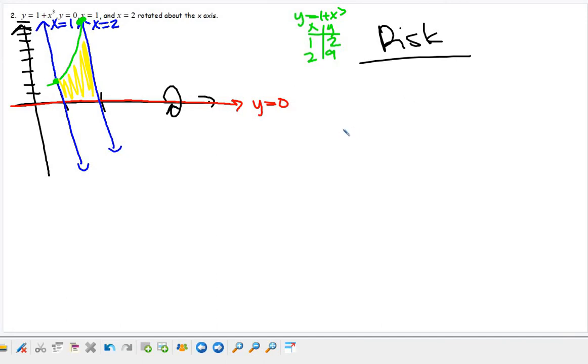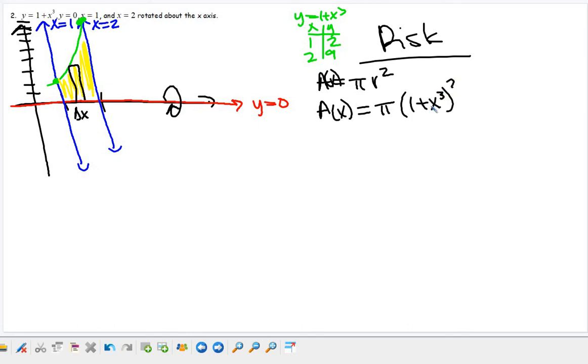Again, remember the radius runs from the center, which is going to be the axis of rotation, to the outside, which means it looks like this, which means it's delta x, because the width of my rectangle is going to be determined from left to right. So it's delta x. So area is equal to pi r squared. So area, my radius is 1 plus x cubed, quantity squared. So we know we need to multiply this out in order to take the derivative. So square the first term, twice the product, and square the last term.